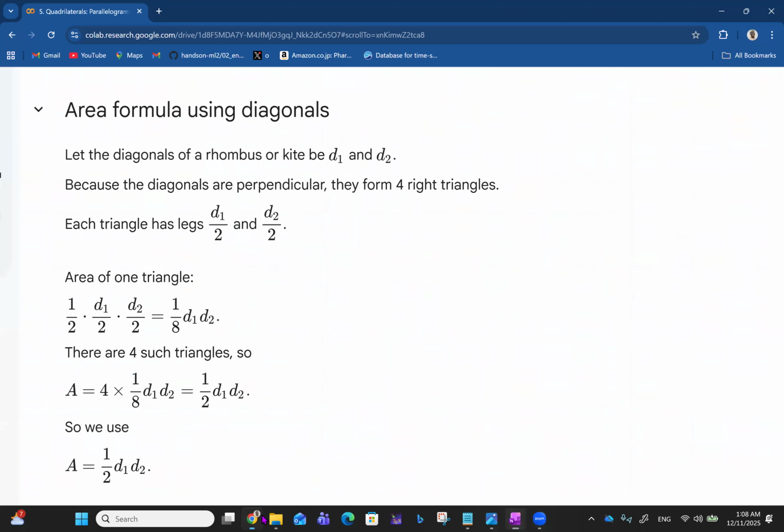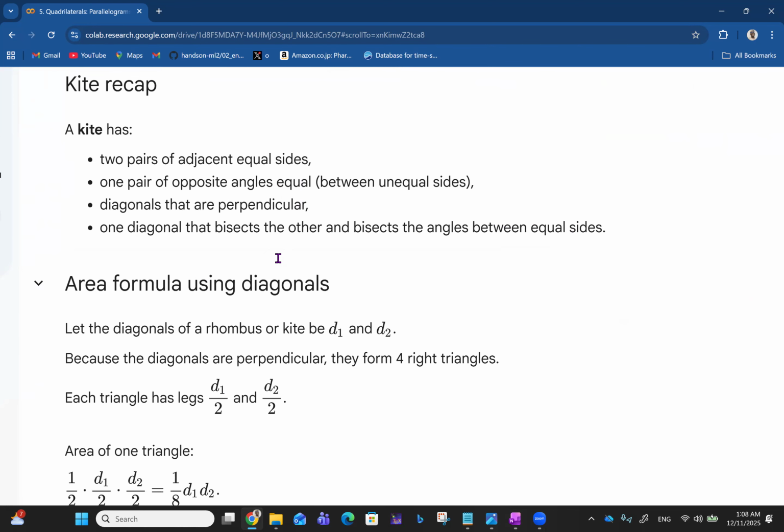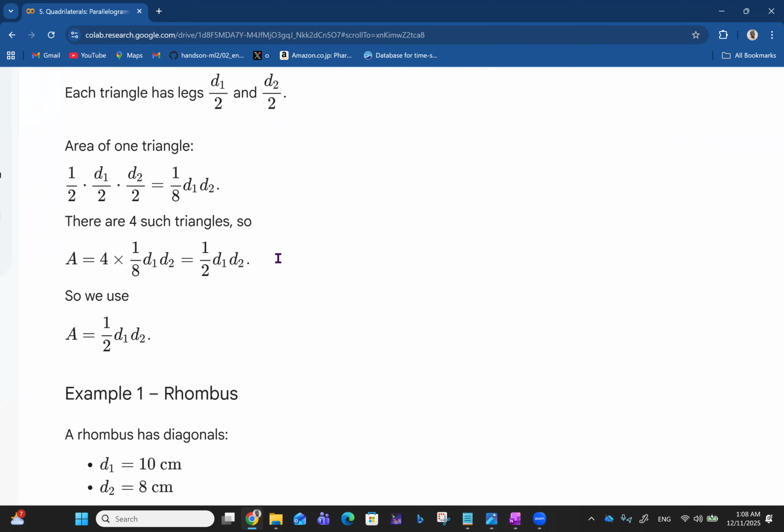But I still have a bit of concern about that kite thing. One diagonal bisects the other, and bisects the angles between each pair of equal sides. So that's still the one issue I have about kites.